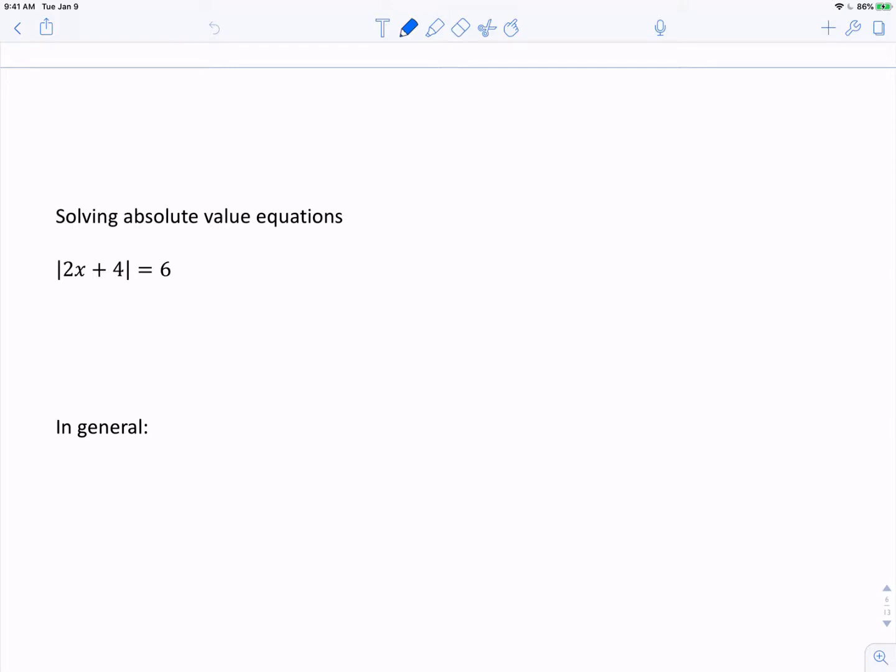In this section, we'll review how to solve absolute value equations and inequalities. So this is an example of an absolute value equation: the absolute value of 2x plus 4 is equal to 6. An absolute value equation always has two solutions.